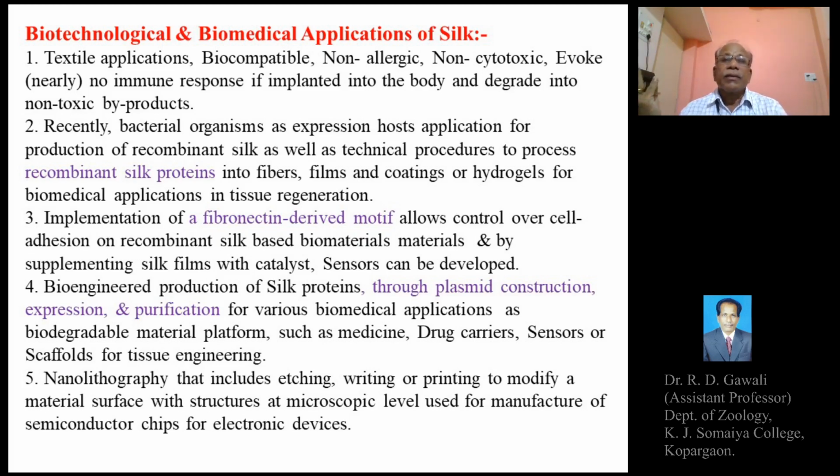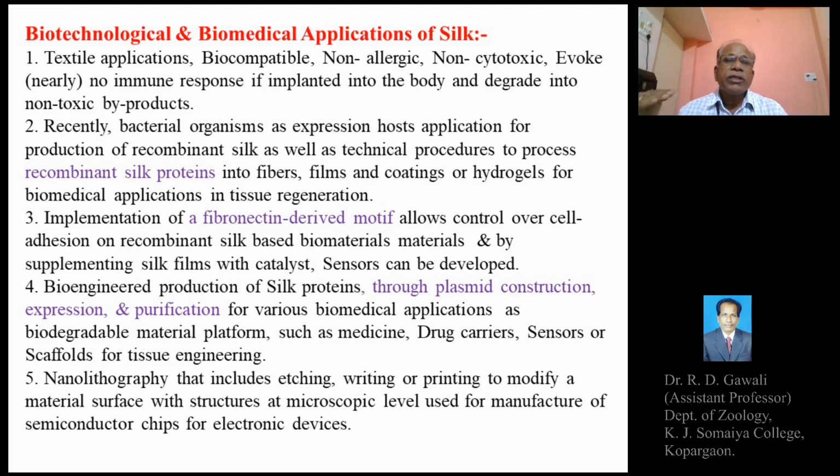Then secondly, the development of sensors. That can also be done by using fibronectin derived motifs so as to control cell adhesion on recombinant silk based materials, and by supplementing the silk films with a catalyst, sensors are developed. Then the next application is bioengineered or genetically engineered, GMO, genetically modified organisms.